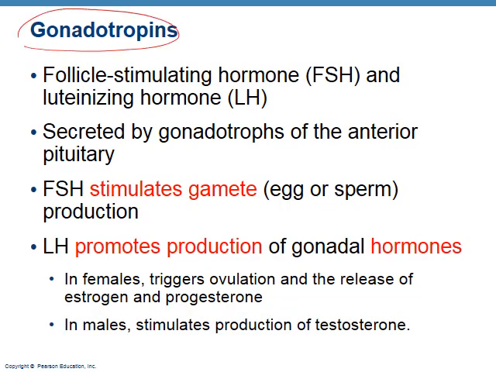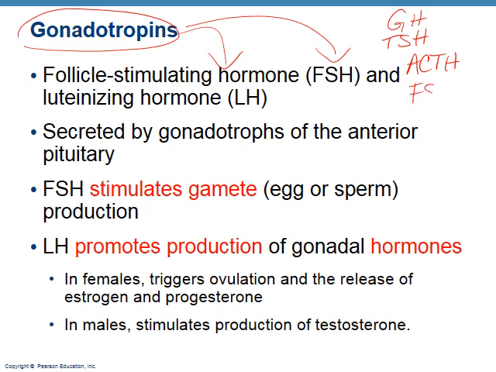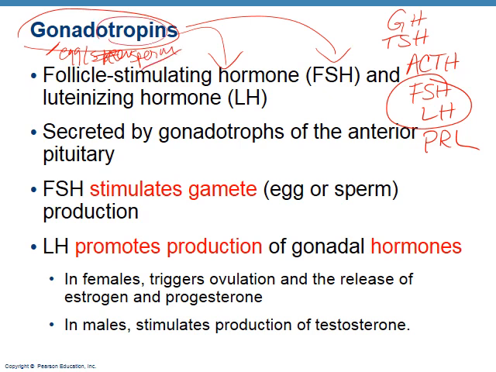This is gonadotropins. So this is the group for these two. So we've already talked about growth hormone. We talked about thyroid stimulating hormone. We talked about ACTH. Now we're talking about FSH, LH, and then eventually we'll talk about prolactin. So these two are in a group called gonadotropins. So gonads, something to do with egg or sperm. Sperm. And they're tropic because they're going to cause another hormone to be released.